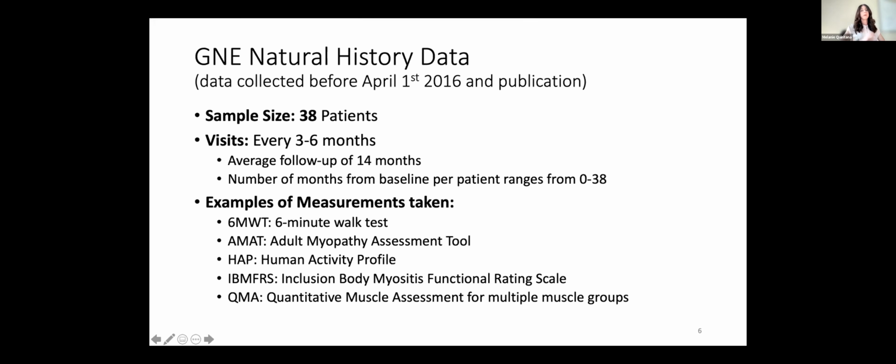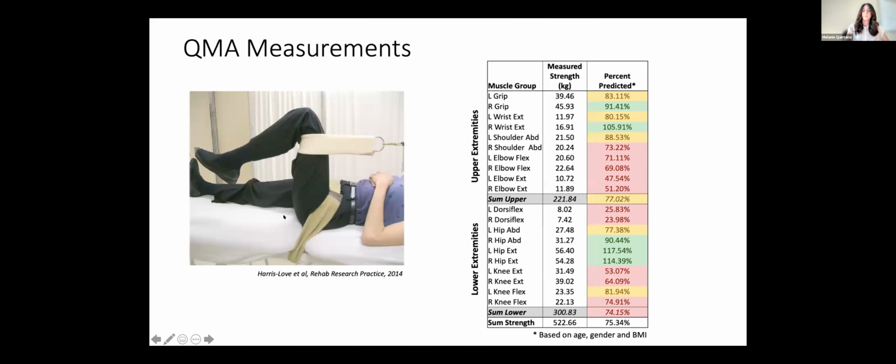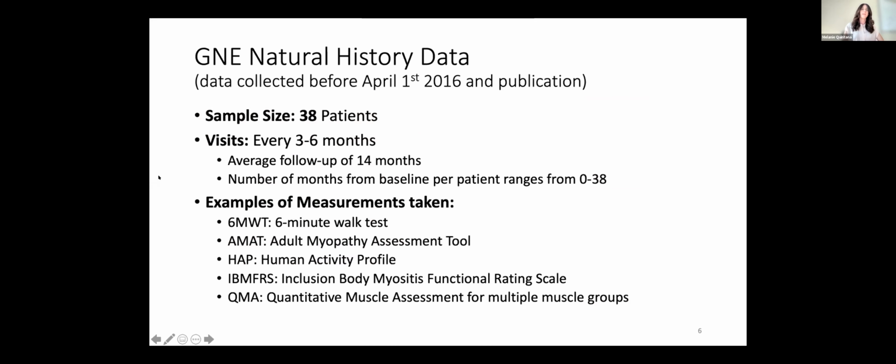And the group at the NIH collected many different measurements because, again, the goal was to understand disease progression and what is really the best endpoint to use in a future clinical trial. So they collected 6-minute walk tests, which does tend to be the standard in progressive diseases to use as clinical trial endpoints, although we know that this is not always the best since it can have lots of variability. The AMAT, which is a myopathy assessment tool, the HAP, which is a human activity profile, and the IBM FRS, which we'll show you in a little bit, kind of rating scales: how well do you dress yourself? Can you climb stairs? Things like that.